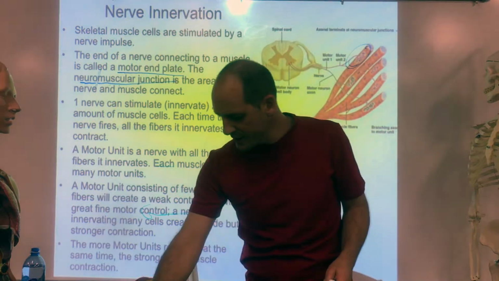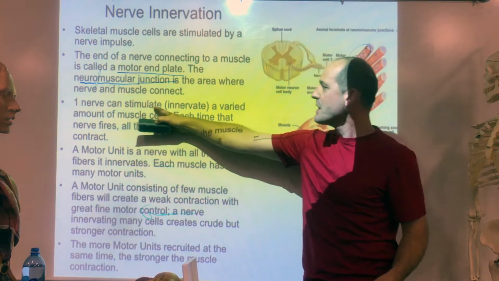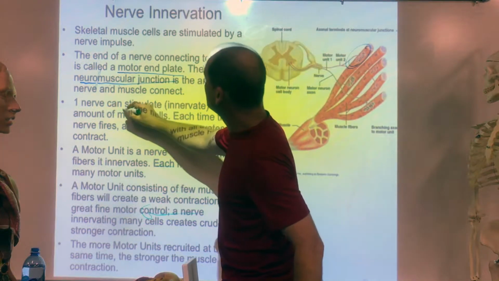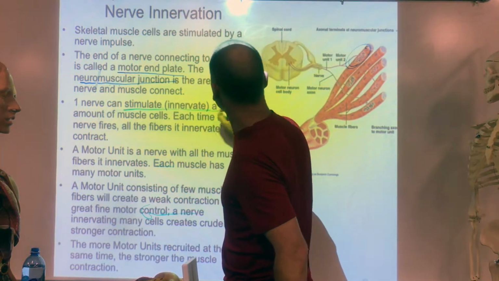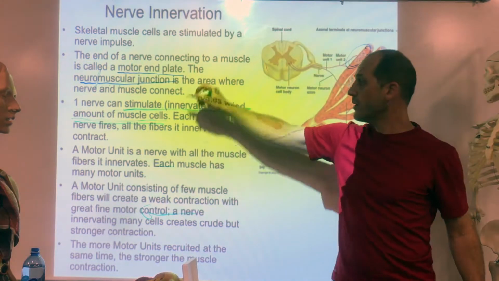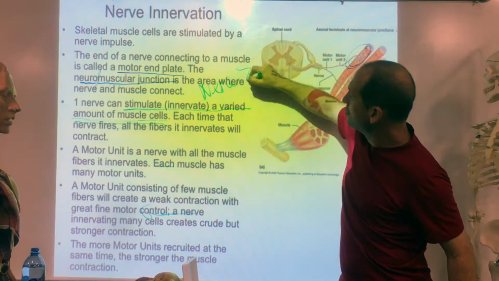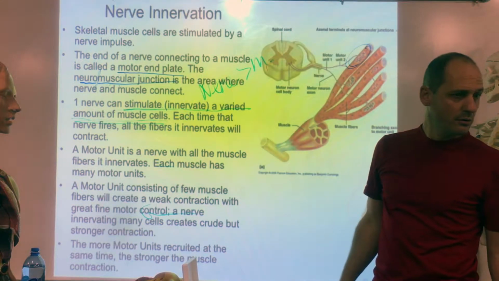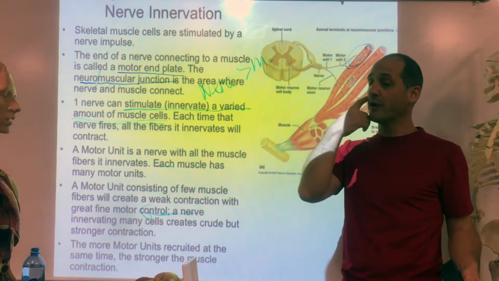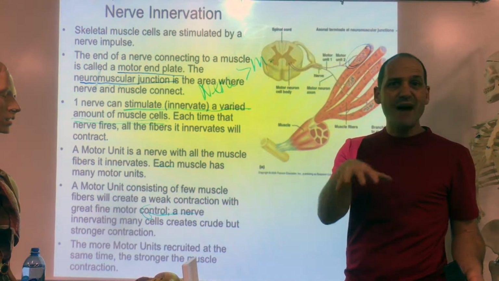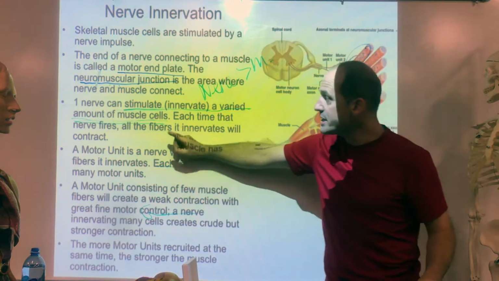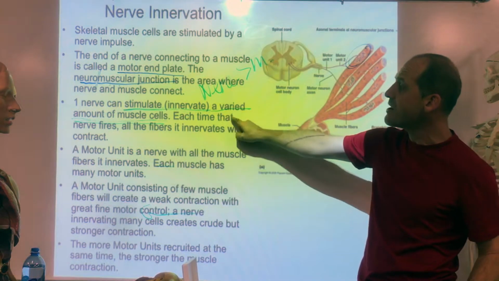Now we get to the important part of this slide. One nerve can stimulate a varied amount of muscle cells. Stimulate means innervate. So when you see the word innervation, you think nerve to muscle connection. Who fires that muscle up? That's one of the questions. In the face, it's mostly cranial 7. That's one of the questions, though, that I don't make you study too heavy on because it's too much information. But what's important here is one nerve can stimulate a varied amount of muscle cells.